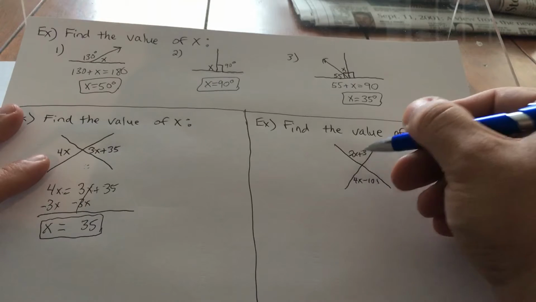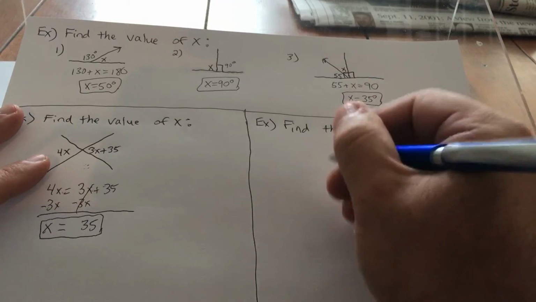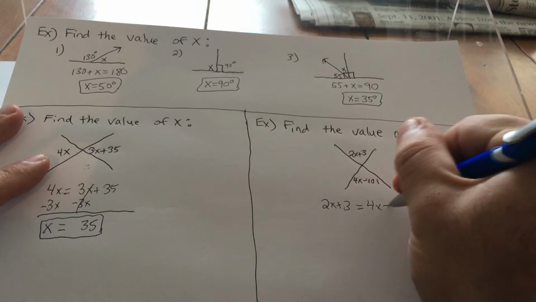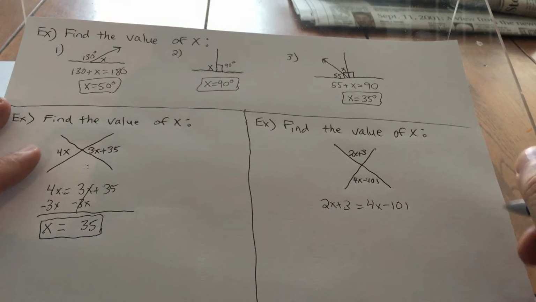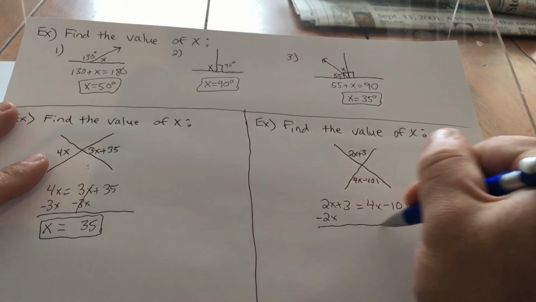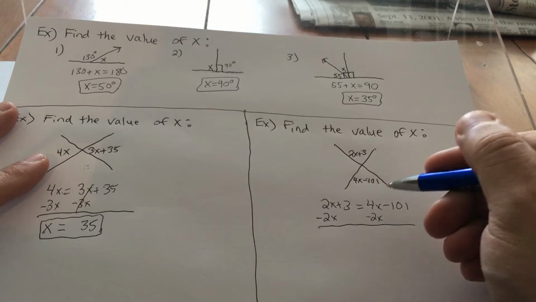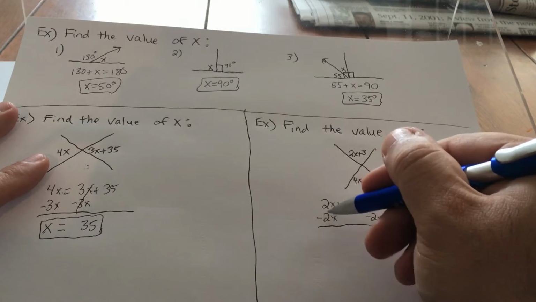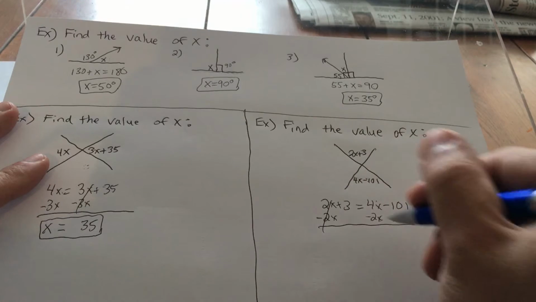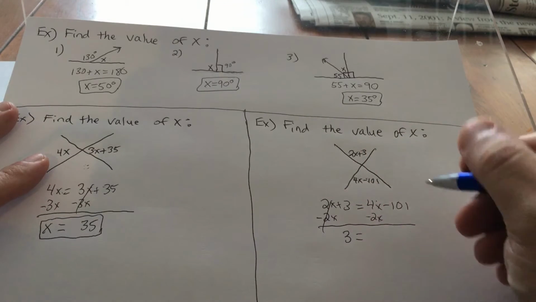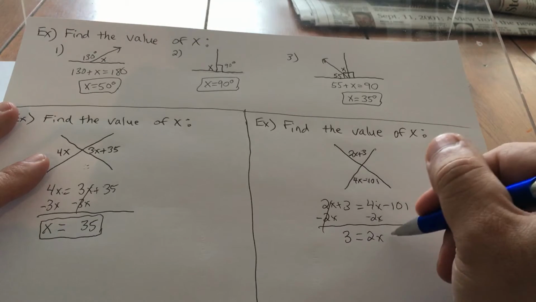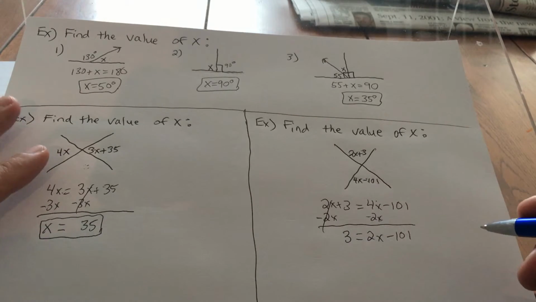These are obviously vertical angles, so we can set them equal to each other. 2x plus 3 is equal to 4x minus 101. All right, so now it's a game of solving for x. In this case, we're going to subtract 2x from both sides. Remember, we could have just as easily subtracted 4x from both sides, but I like to do it to keep my x positive. So 2x minus 2x goes away. We're left with 3. And then we've got 4x minus 2x is 2x. And then this minus 101 wasn't touched, so it comes down.